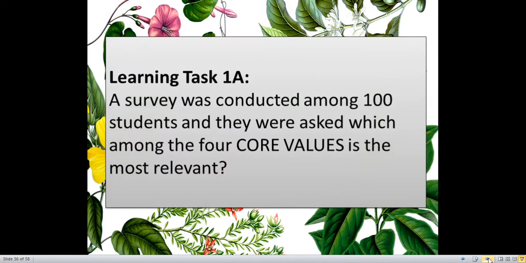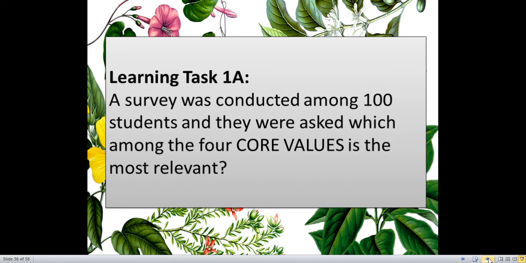Okay, we're done with the lessons. Lessons 1, 2, and 3, which are all about the graphs. So this time you're going to need a sheet of paper to do the learning task, the fill in the blank, and the quiz. So we have here the learning task 1A.